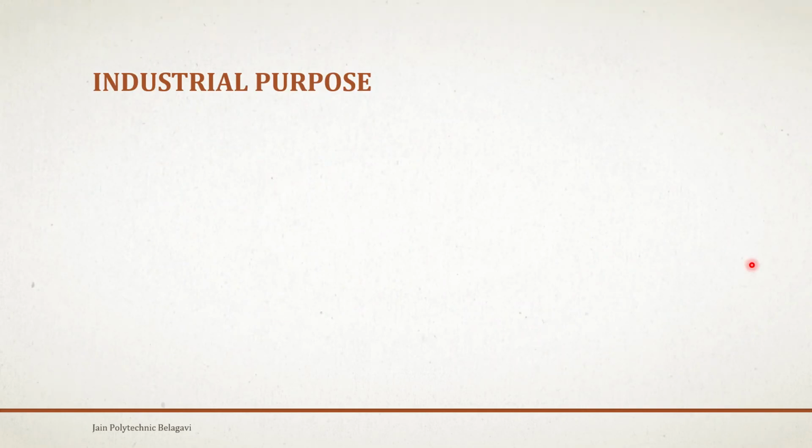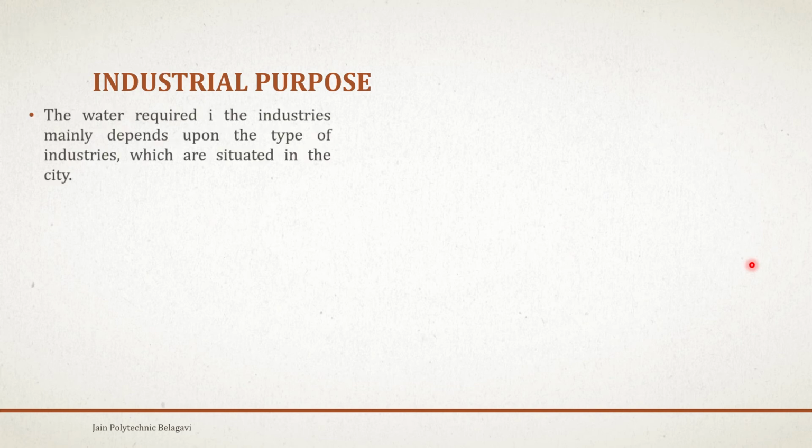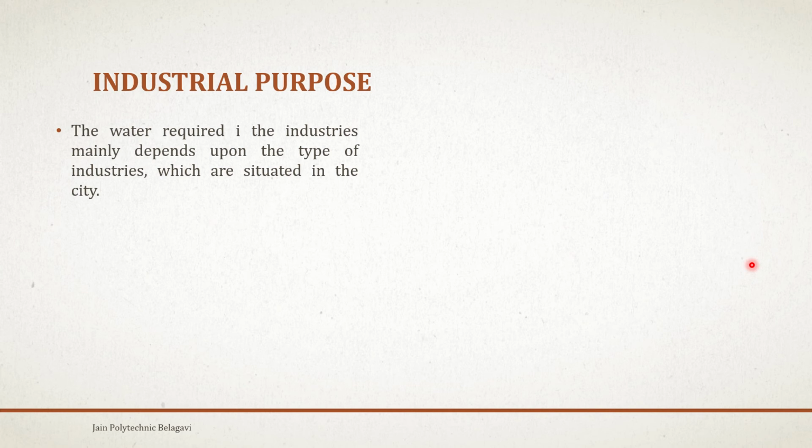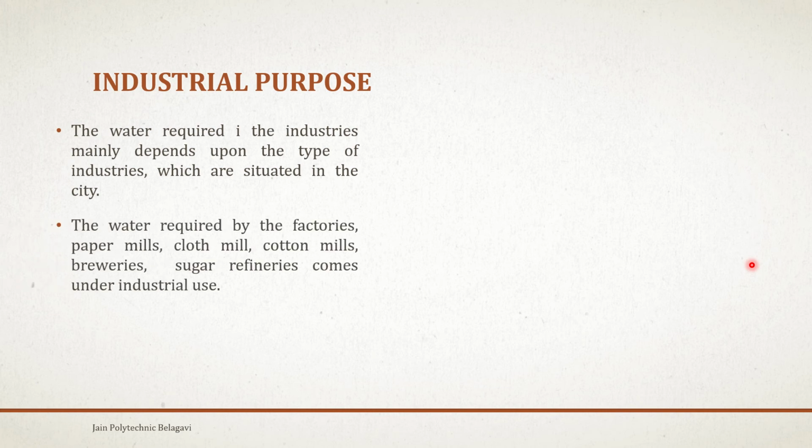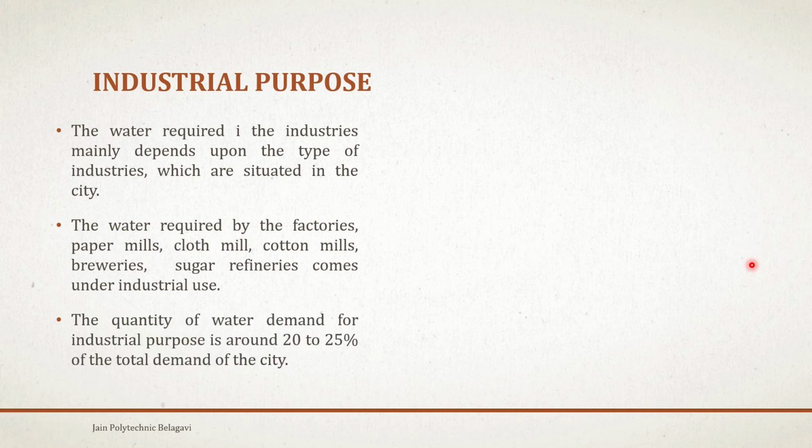Next, we will go to the industrial purposes. Wherever you find industries, there you require more water. Please remember this: the water required in industries mainly depends upon the type of industries situated in the city. The water required by the factories, paper mills, cloth mills, cotton mills, breweries, and sugar refineries comes under industrial use. The quantity of water demand for industrial purposes is around 20 to 25% of the total demand of the city.